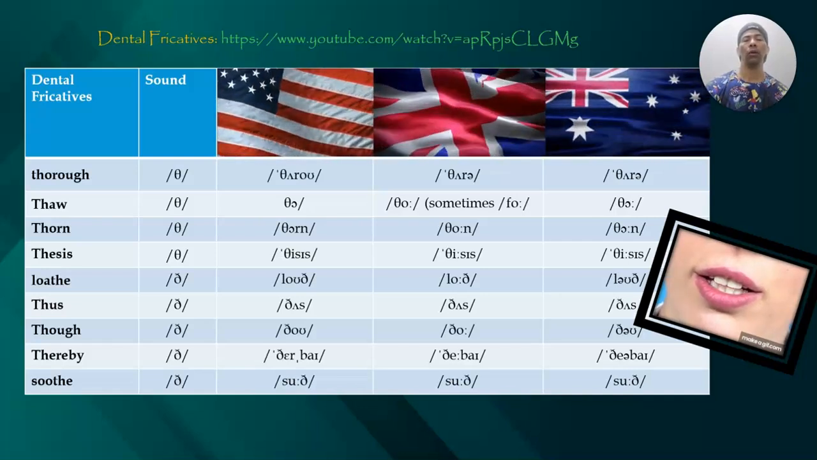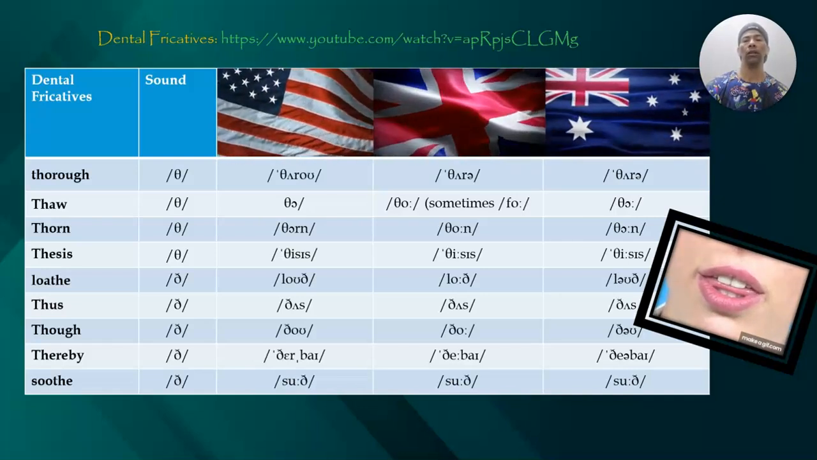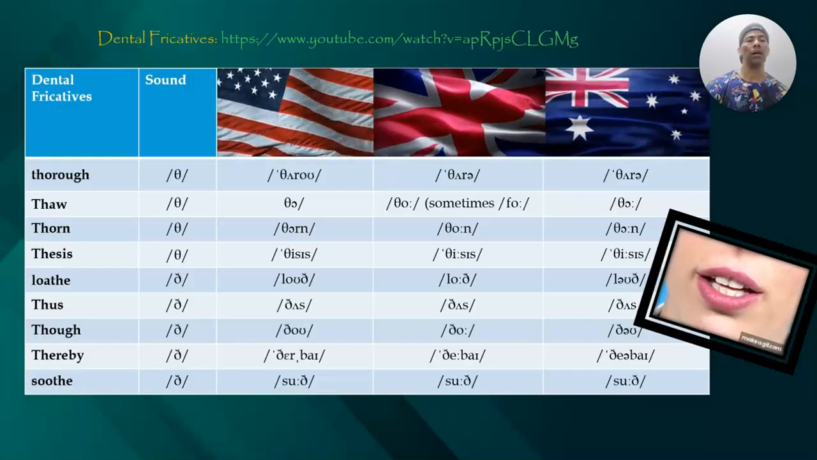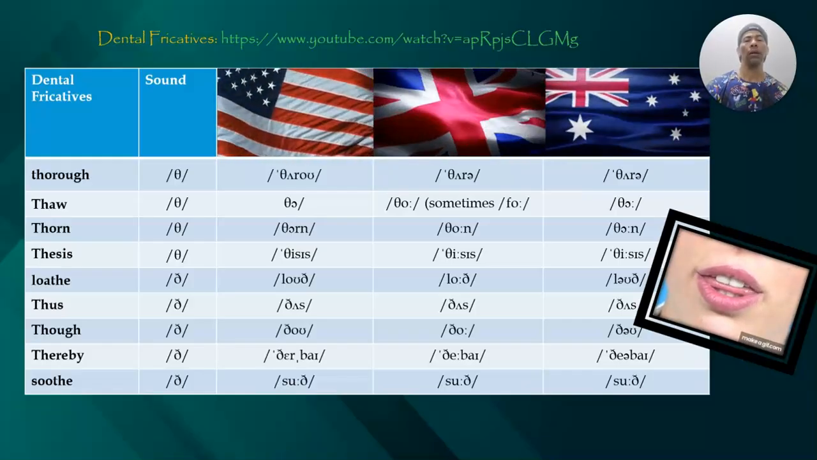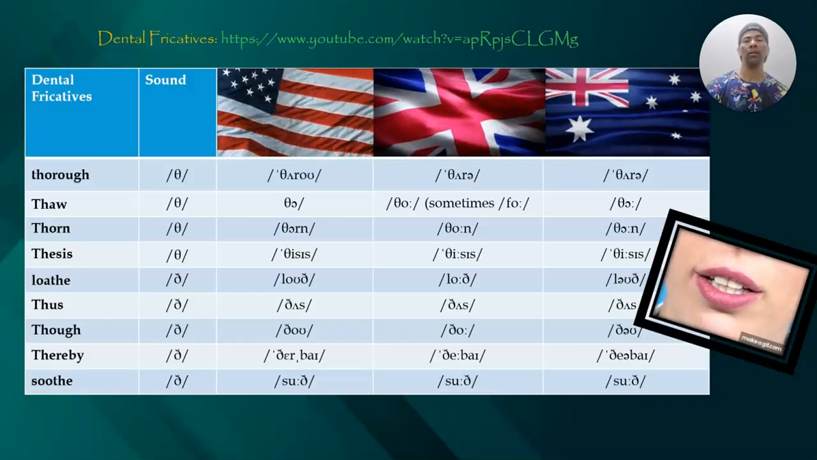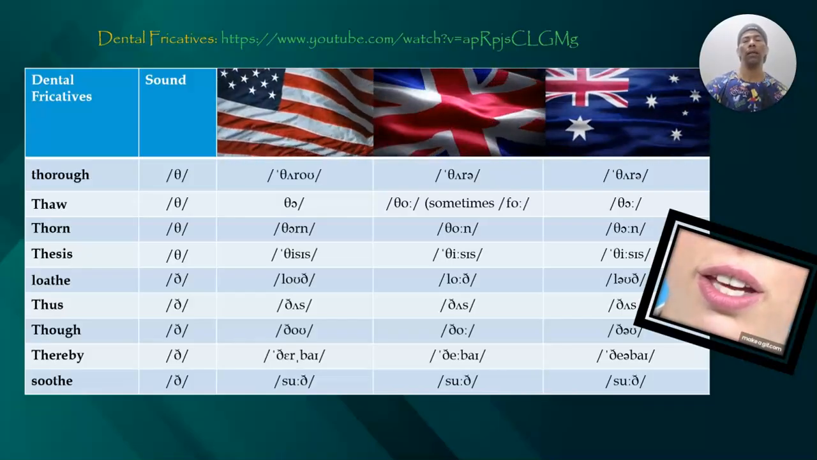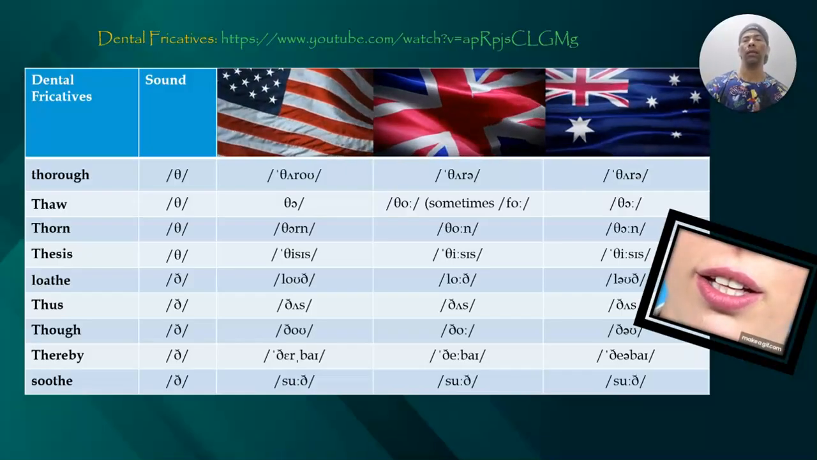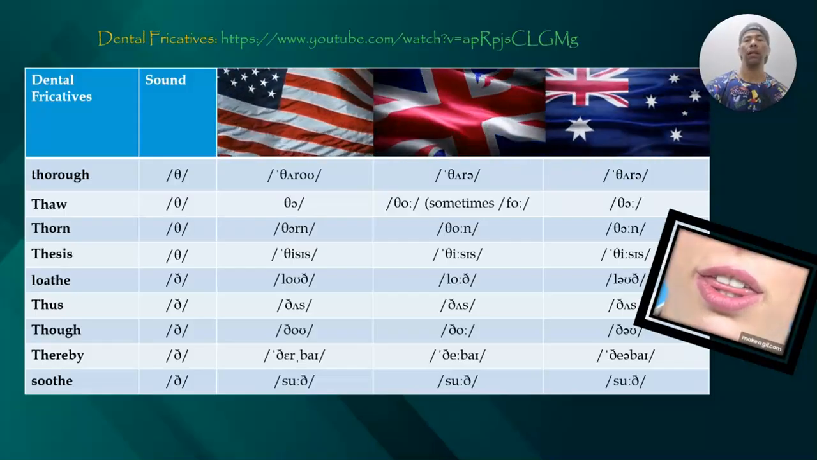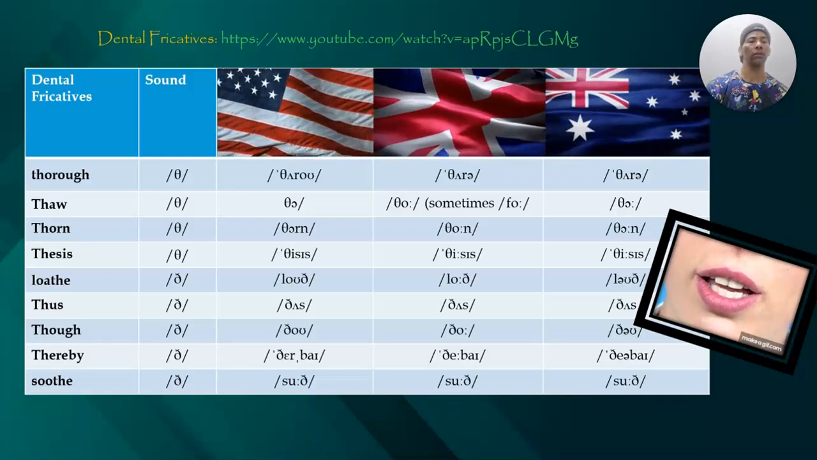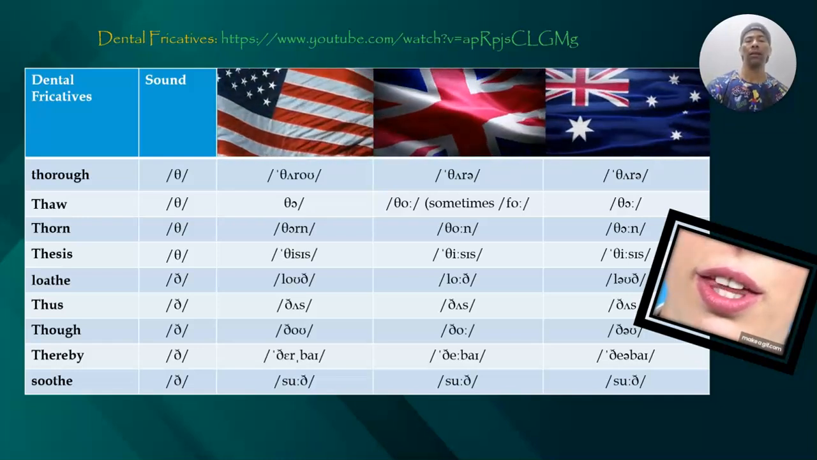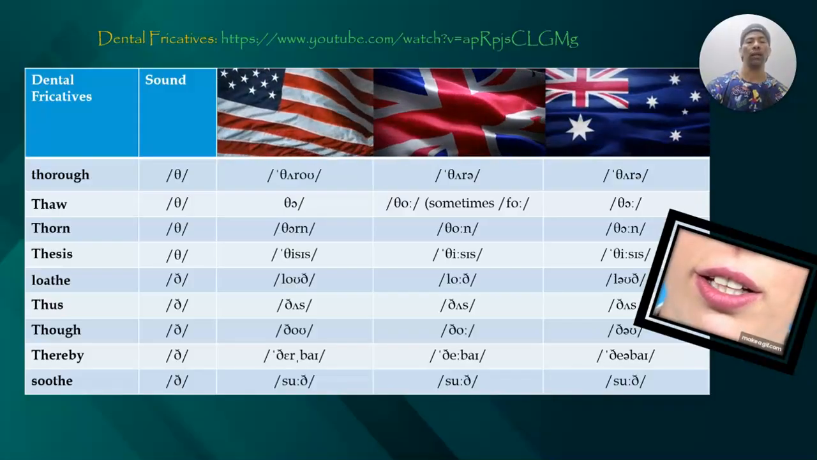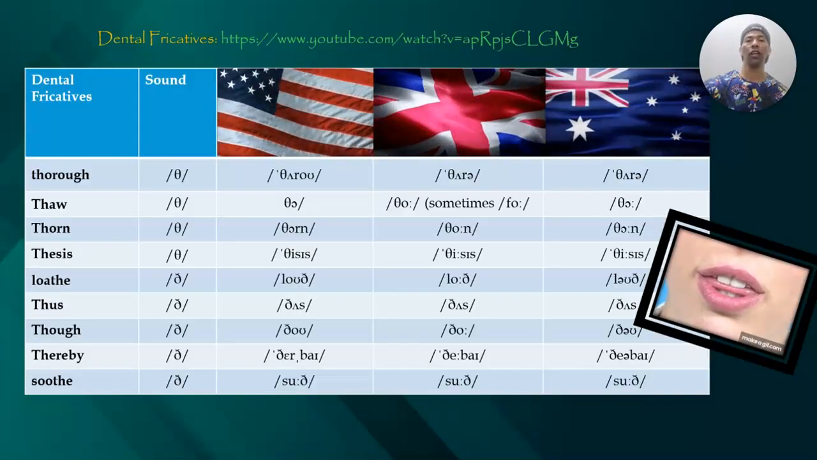In American, thorn. In British, thorn. In Australian English. The same as loath. In American English, loath. In British, loath. In Australian, though. American, though, in British, though, in Australian. So there are different uses of fricatives.